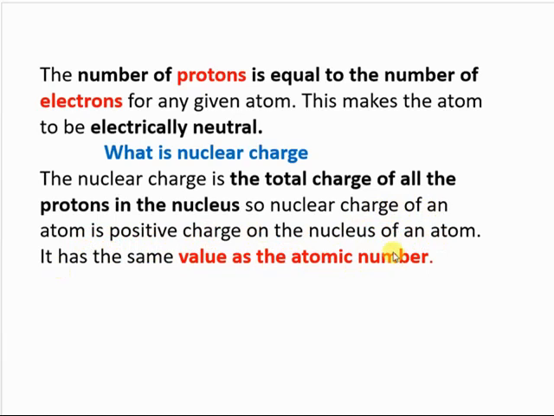Please note that the nuclear charge has the same value as the atomic number. So if the atomic number of an element is 12, then the nuclear charge is 12. If the atomic number is 11, the nuclear charge is 11. Don't forget that. It is going to be very important when we talk about the trends across the period. The nuclear charge comes in to help us understand.